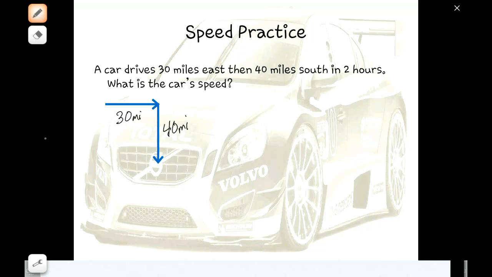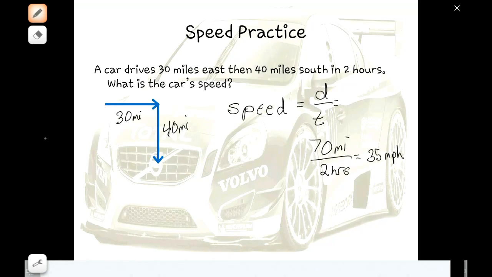In order to find speed, we have this equation: speed equals distance divided by time. The total distance that I travel here is 30 plus 40, which is 70 miles, divided by the time, which is 2 hours. So the average speed of this object was 70 miles in 2 hours, which is 35 miles per hour. That was nice and easy. I don't have to include any kind of direction.